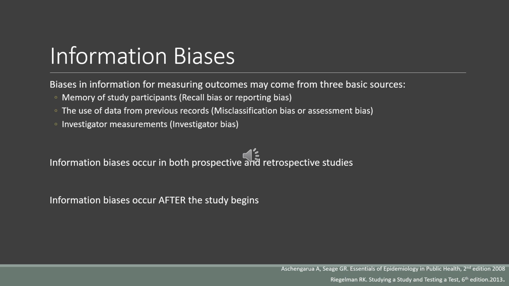Let's turn now to information biases. Biases in information for measuring outcomes can come from three basic sources: the memory of study participants, which is usually recall bias or reporting bias; the use of data from previous records, so this can be misclassification bias or assessment bias; or investigator measurements, or investigator bias. Information biases can occur in both prospective and retrospective studies, and they tend to occur after the study begins. So we have our patients selected, but the information biases occur when we're analyzing outcome data.